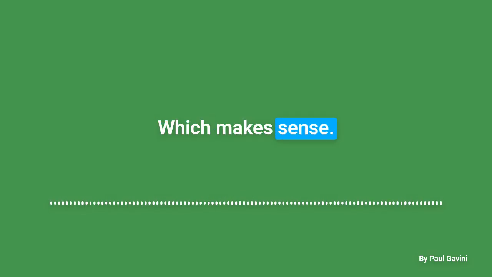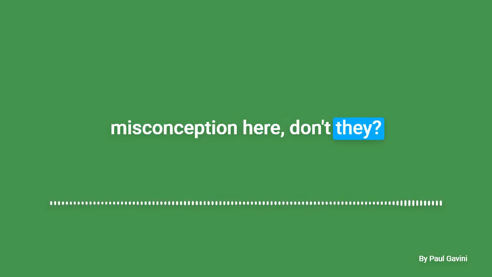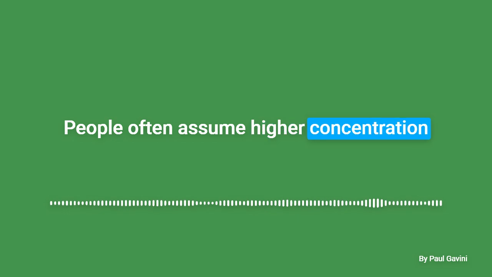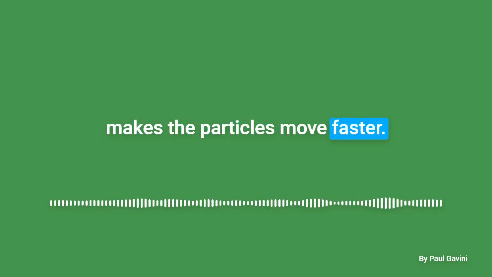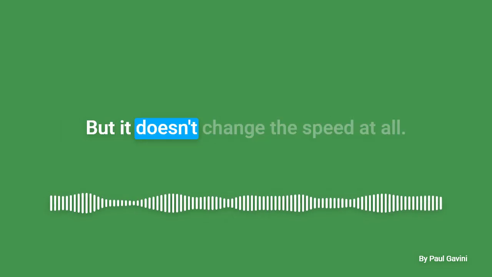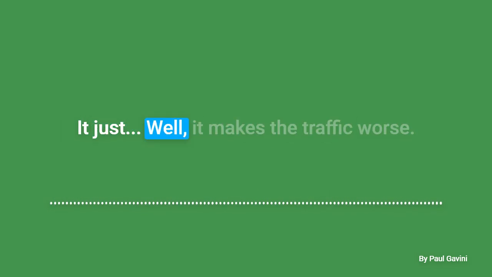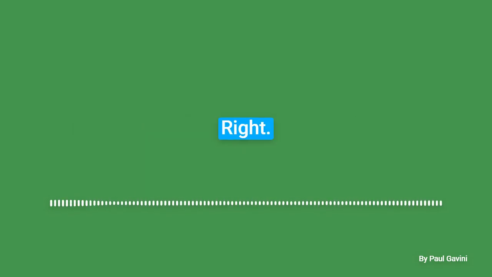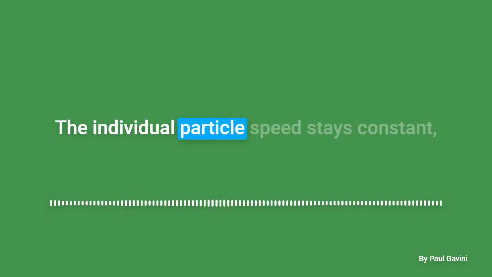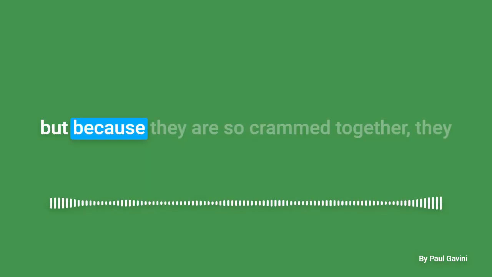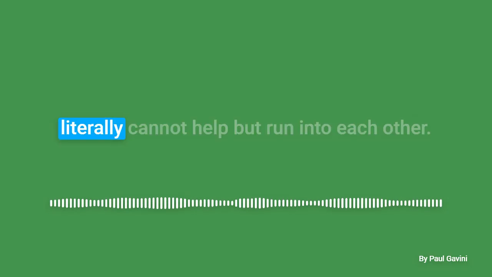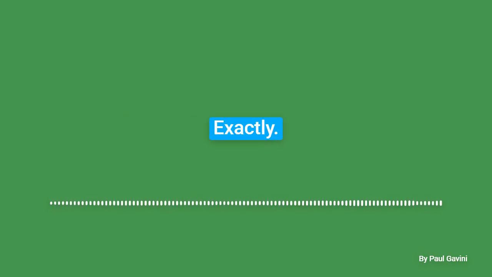Which makes sense. But the sources actually flag a major misconception here, don't they? People often assume higher concentration makes the particles move faster. Yes, they do. But it doesn't change the speed at all. It just makes the traffic worse. Right. Individual particle speed stays constant, but because they are so crammed together, they literally cannot help but run into each other. Exactly.